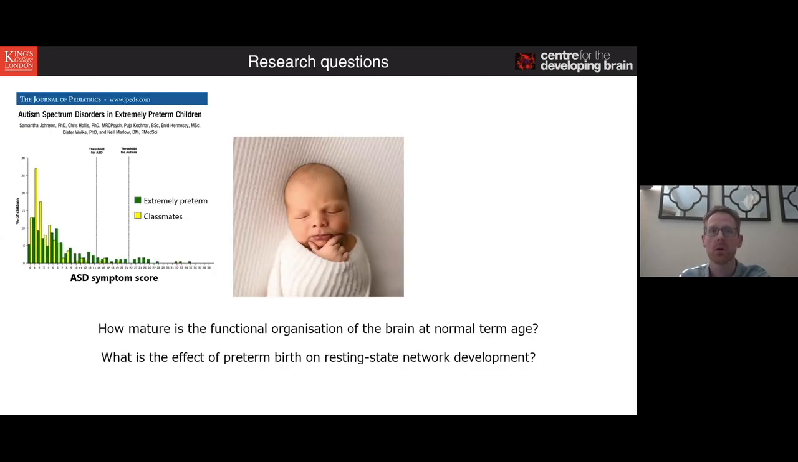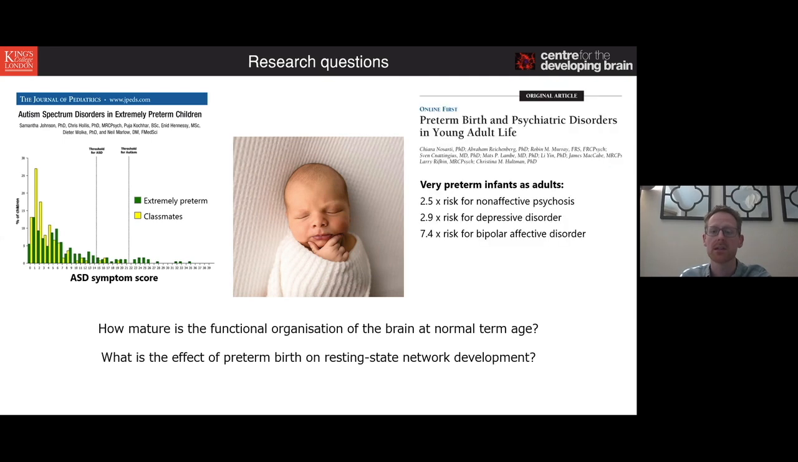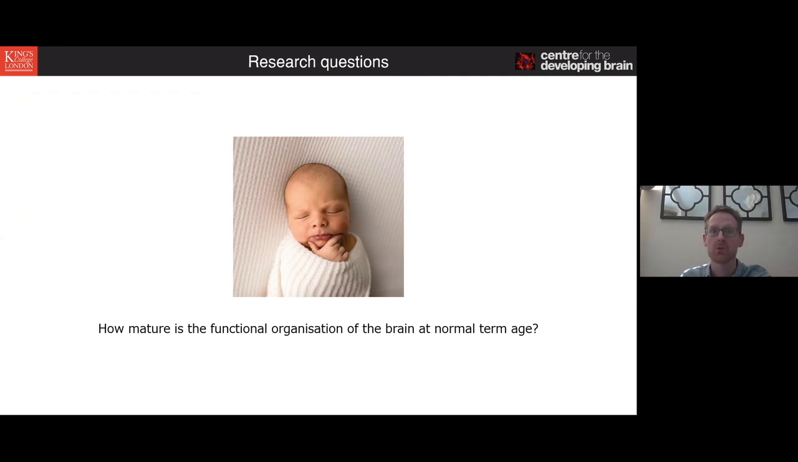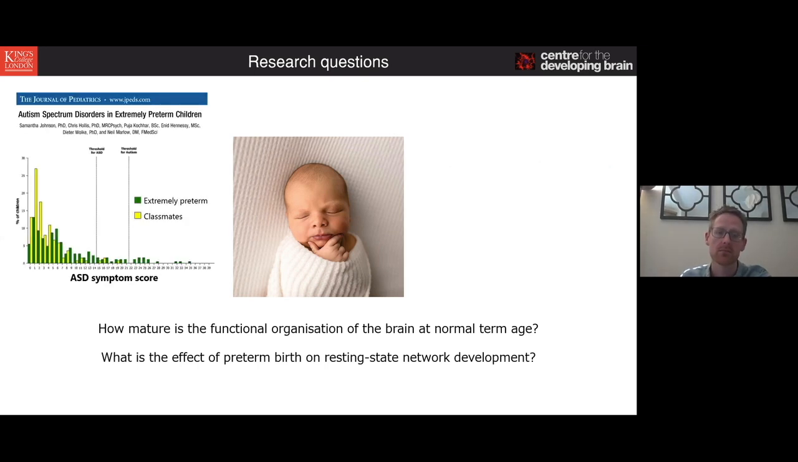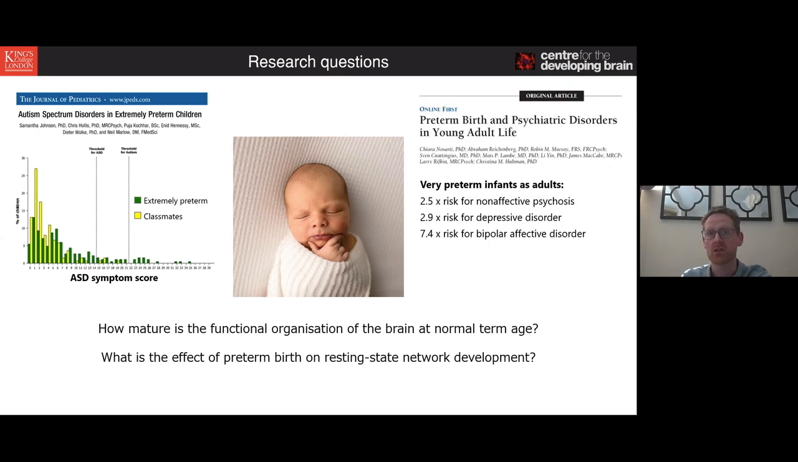So we wanted to address the following research questions. Firstly, how mature is the functional organization of the brain around the time of normal birth? Is there an adult-like network architecture already established, or is it still under construction? Secondly, what is the effect of preterm birth on resting state network development? We know that preterm infants are at increased risk for developmental disorders such as intellectual disability and autism, and even adult onset psychiatric disorders. Might these have their origins in abnormal brain connectivity in early life?